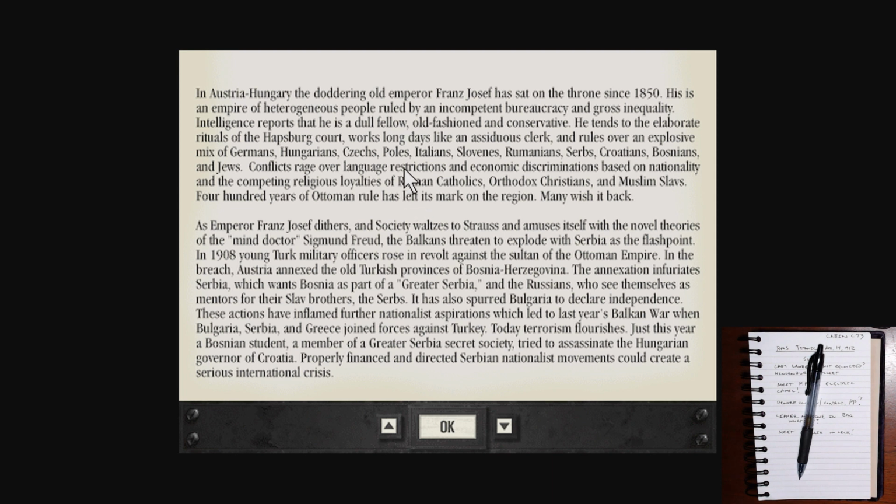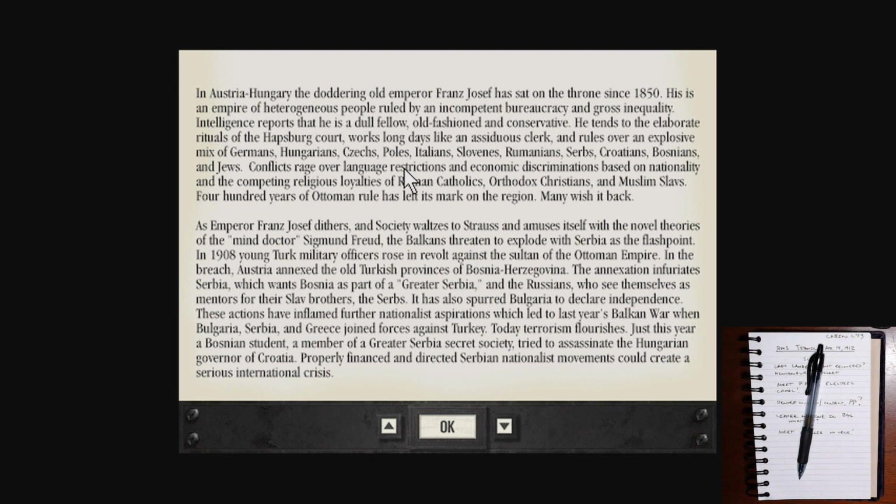In 1908, Young Turk military officers rose in revolt against the Sultan of the Ottoman Empire. In the breach, Austria annexed the old Turkish provinces of Bosnia-Herzegovina. The annexation infuriates Serbia, which wants Bosnia as a part of a greater Serbia, and the Russians, who see themselves as mentors for their Slav brothers, the Serbs. It has also spurred Bulgaria to declare independence.